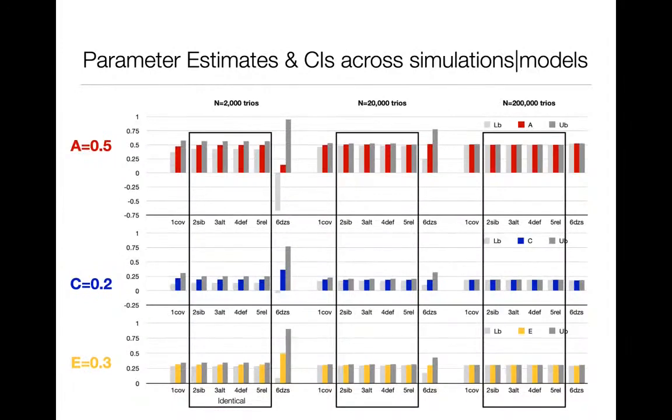We used as the parameters to simulate the model that A was fixed at 0.5, C at 0.2, and E at 0.3. In the graph, you see in red the estimate of the additive genetic variance, in blue the estimate of the shared environmental variance, and in yellow the estimate of the unique environmental variance, with the light gray bars and the dark gray bars respectively indicating their lower and upper bounds, also estimated in OpenMx.